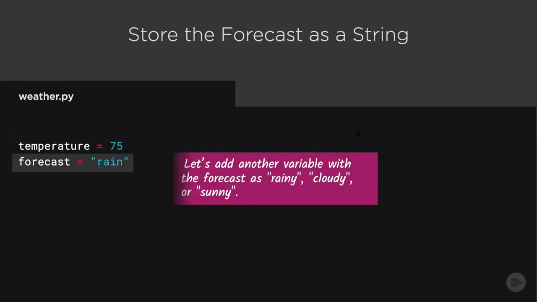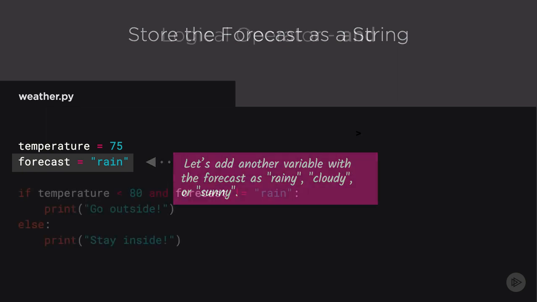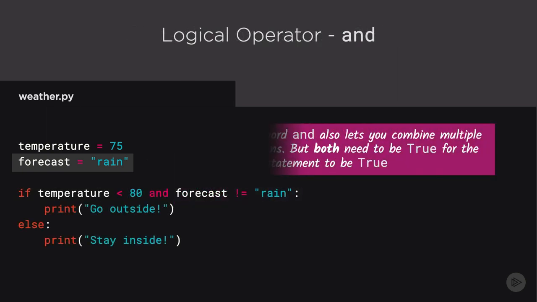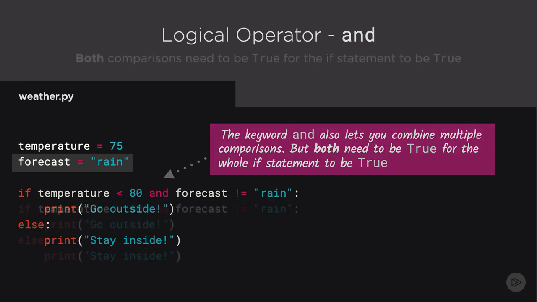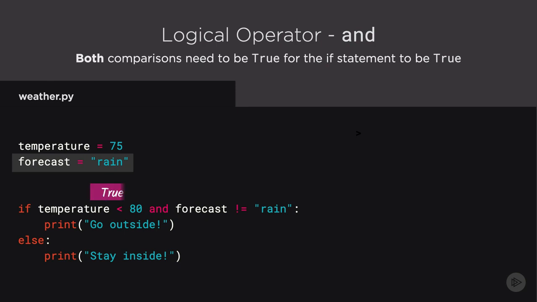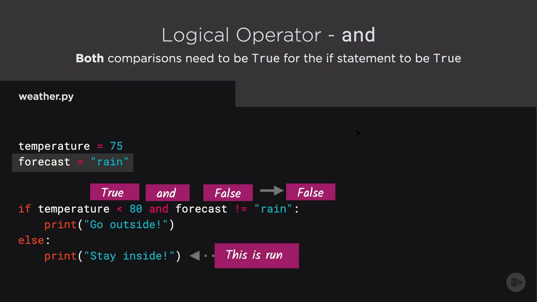Let's add another variable that stores a string as the forecast with rainy, cloudy, or sunny. Like or, the keyword and also lets you combine multiple comparisons. But both need to be true for the whole if statement to be true. Since the temperature is 75, it's less than 80, which is true. But if we check the forecast, it's not equal to rain, so we get false, which becomes true and false, which evaluates to false overall, because both need to be true for an and statement to be true overall. So the else statement would be run.